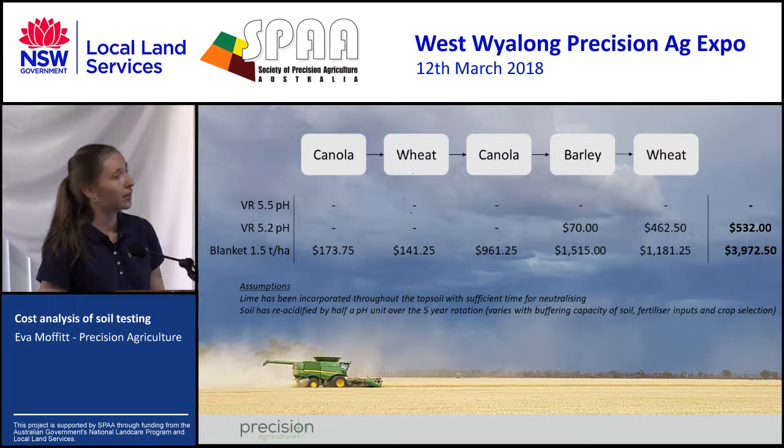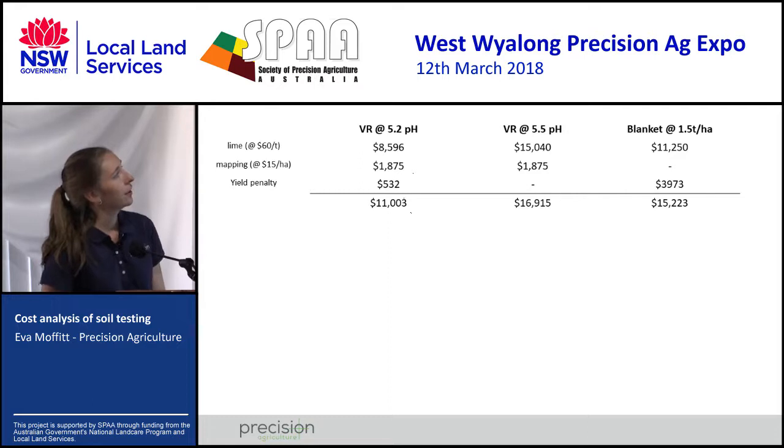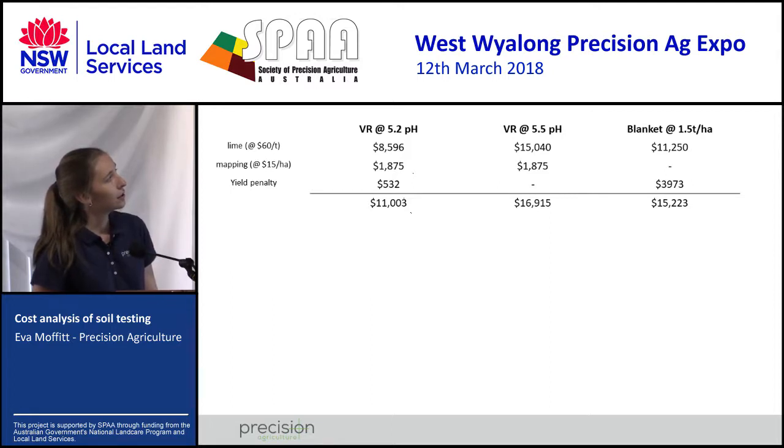blanket 1.5 tonne application. So if we go back to our costs and we add these on, we're now getting our 5.2 at around $11,000, our 5.5 nearly $17,000 still, and our blanket adding on that $4,000 is around $15,000. So we're starting to see not too much of a difference between these two, but we still would say that our VR 5.2 has been the most cost efficient.